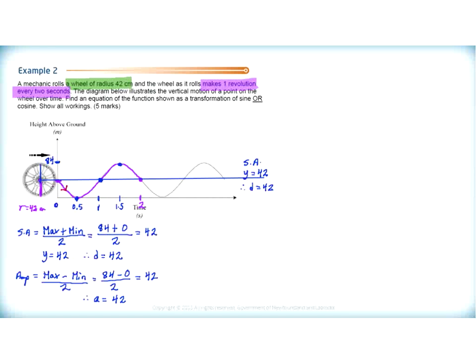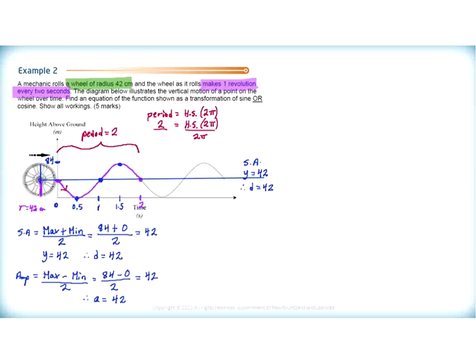Before I go into each of the equations, the period of this function, the period for which one full cycle occurs, is equal to 2 seconds. That enables us to determine the horizontal stretch. We can use the formula where the period is equal to the horizontal stretch multiplied by 2 pi. In this case, we'll use radian measure in our answers. So the period is equal to 2 equals the horizontal stretch multiplied by 2 pi.